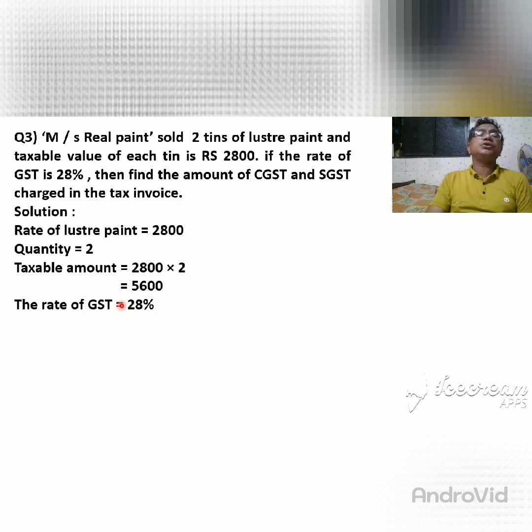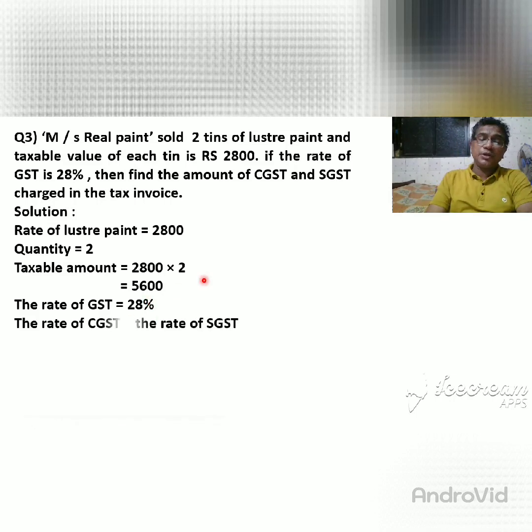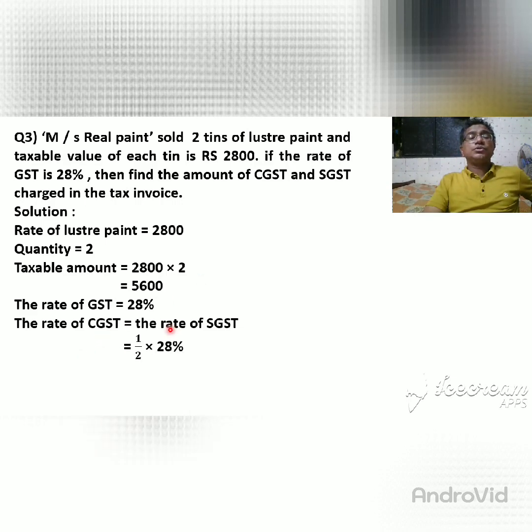Now you want to find out CGST and SGST. Here CGST is equal to SGST, which is equal to GST divided by 2. So CGST is equal to SGST is equal to 1 half into GST 28. 2 1s are 2, 2 4s are 8. So 14% is the CGST and 14% is the SGST.